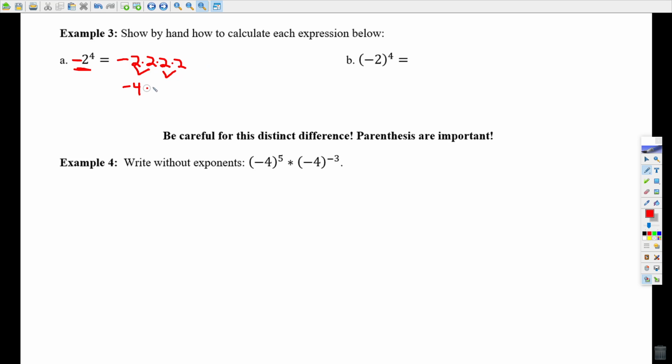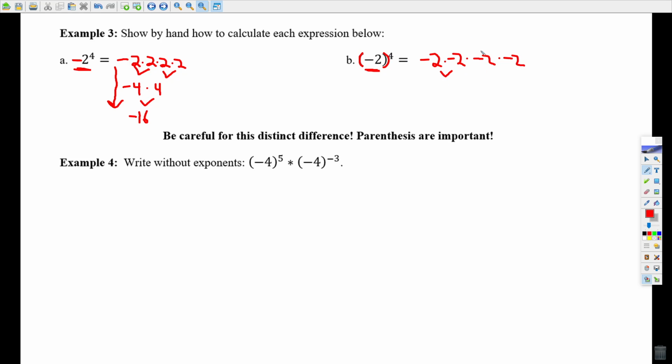Positive times a positive, that'd be positive 4. And you multiply those two together, you get negative 16. So what really happens is you have this negative sign sitting out here, and it just gets carried down the whole way through. The difference being over here, when you have a negative 2 in parentheses, which is what we've been doing throughout this lesson, that means you actually have 4 negative 2's being multiplied together.